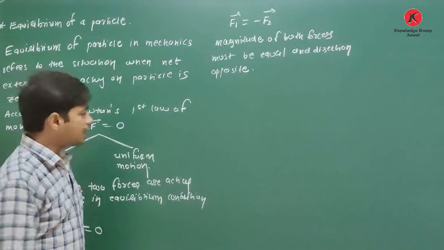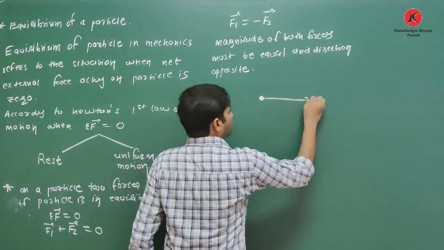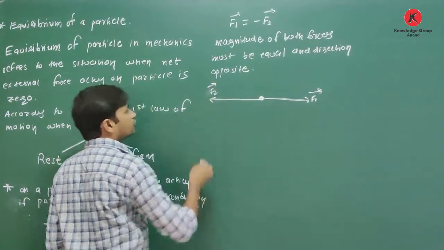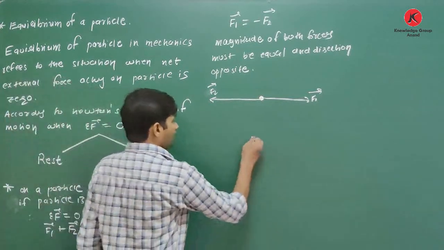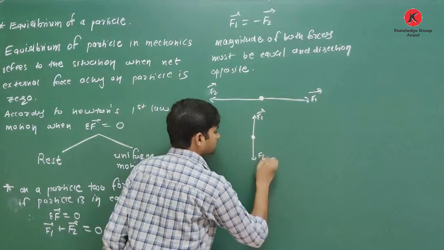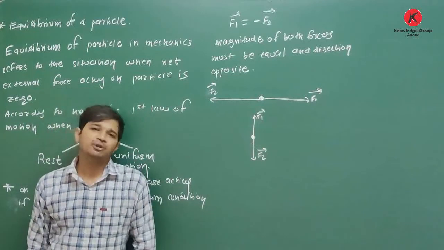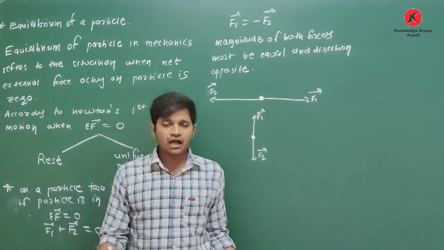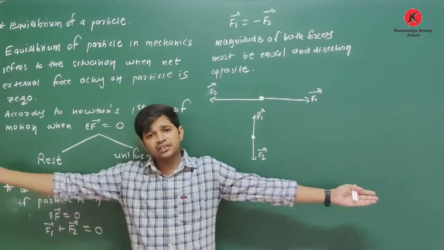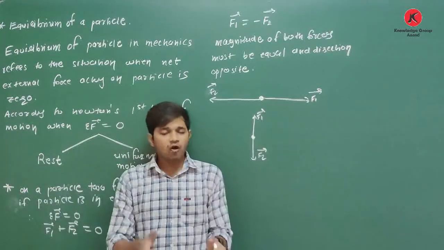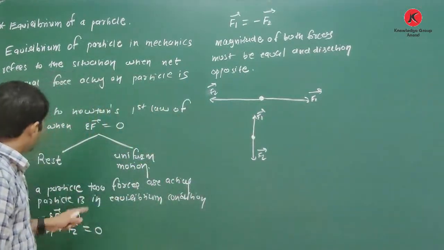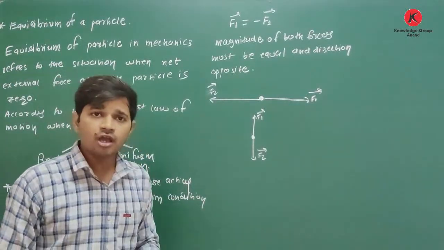If I want to draw the figure, then how to draw it? Yes, it is one particle. If force F1 is in this direction, then F2 must be in this direction. Clear about this? If the particle is here, force F1 is in this direction, then force F2 must be in this direction. Then it is in equilibrium condition. See, if I consider myself as the object, someone is pulling with some force in this direction and someone is pulling in this direction with equal force, then I will become stationary. Clear about this? So yes, this is equilibrium of particles.